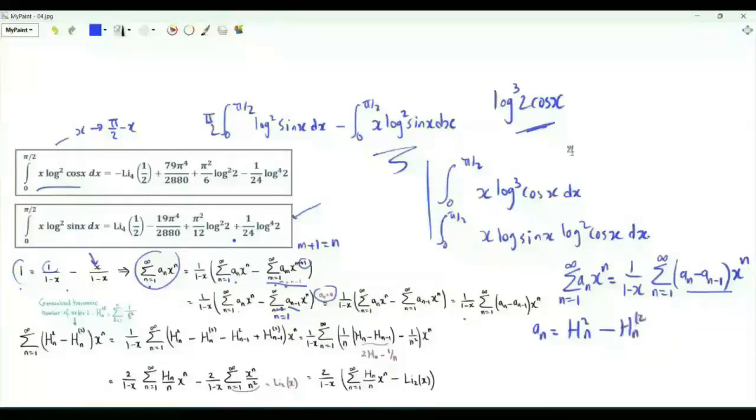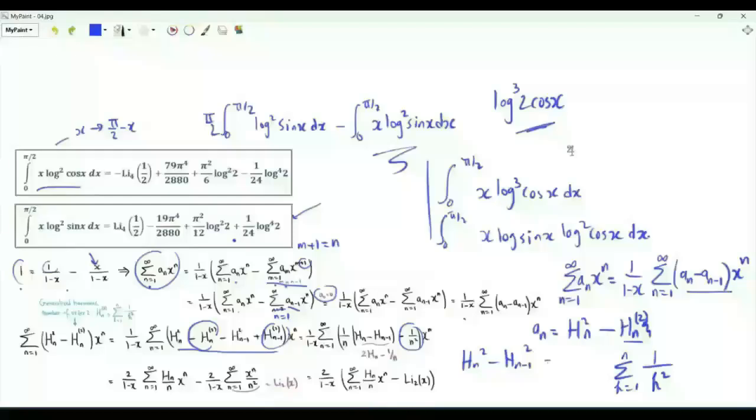This is summation k from 1 to n, 1 over k squared. Here is a_(n minus 1). These two terms are equal to minus 1 over n squared. H_n squared minus H_(n minus 1) squared is H_n minus H_(n minus 1) times H_n plus H_(n minus 1). This difference is equal to 1 over n. The sum is equal to 2H_n minus 1 over n.